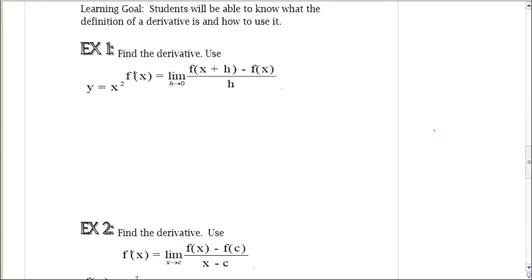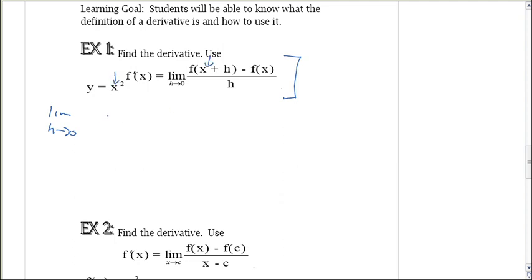Okay, example 1, my favorite function, x squared. I'm going to use just the traditional definition. Let's go ahead and begin. So basically I'm going to write the limit as h approaches 0. Now this is just a formula. This tells us what to do. This says everywhere in my function that I have an x, replace it with an x plus h.